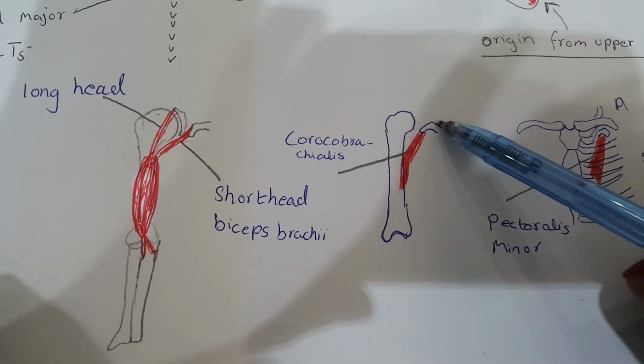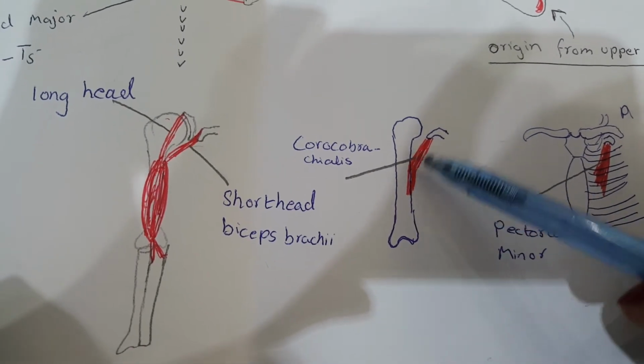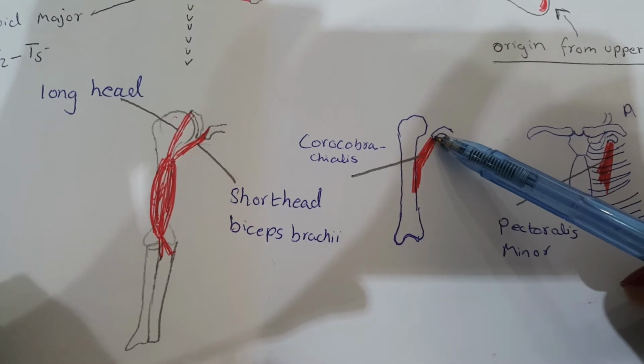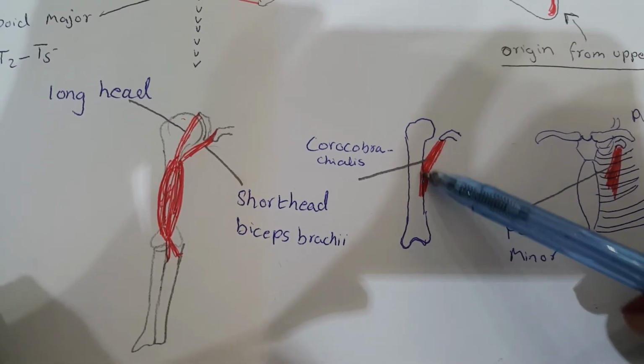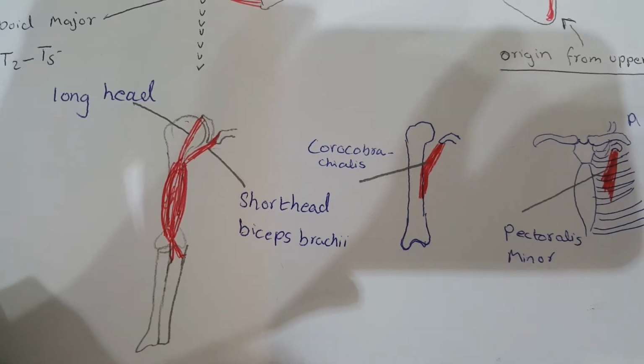This is humerus bone, coracoid process. Coracobrachialis muscle originates from the medial part tip of the coracoid process and this muscle is inserted over the medial surface of the humerus bone.